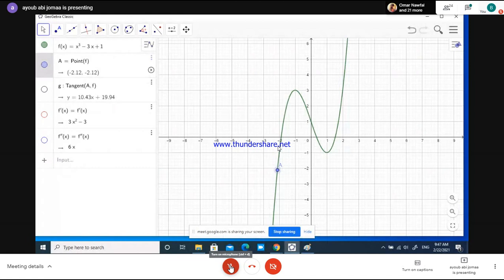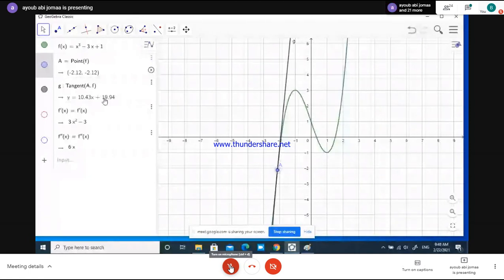If you consider this point A, any point on the graph, and let's consider the tangent line to the graph at this point. Do you see it? The tangent line equation is given. What is the equation of this tangent line? Can you please read it? Someone read it for me. What is the equation of the tangent line?